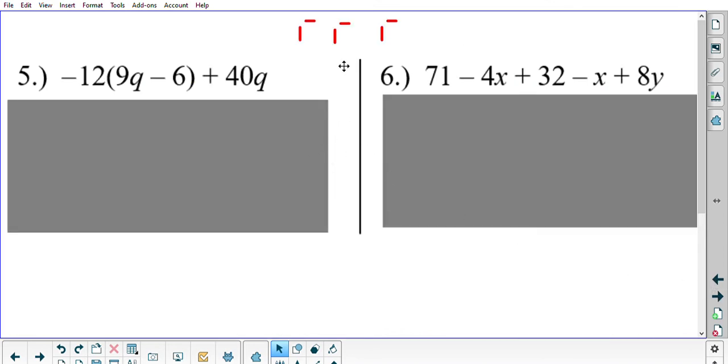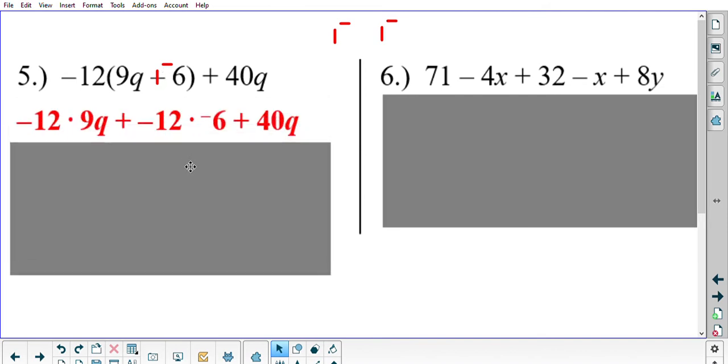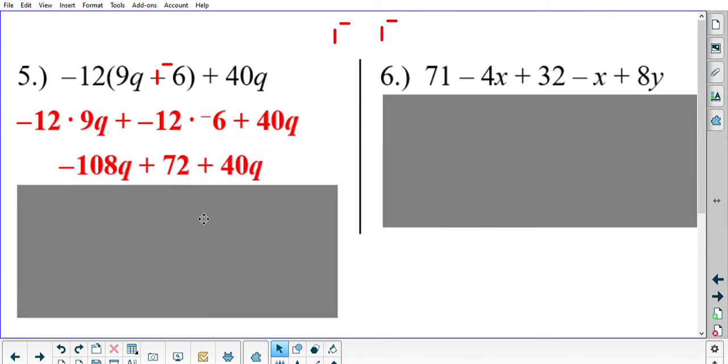All right, problem number 5. The distributive property is the part here with the parentheses and the multiplier negative 12. Since we have a negative multiplier, I would make the adding the opposite inside of the parentheses where the subtraction was located. All right, we take negative 12 times 9q, also negative 12 times negative 6. Finish up the multiplication. You're going to get negative 108q. A negative 12 times the negative 6 is positive 72.